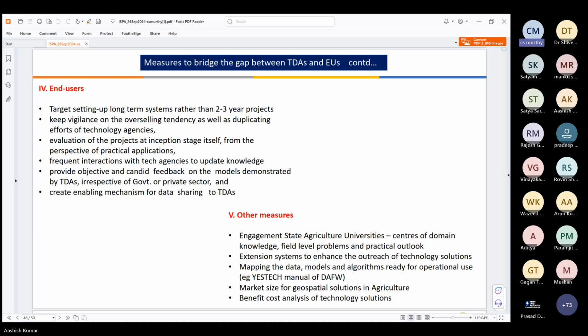Another important factor I have observed during my experience is feedback on the demonstrated models. For example, a government agency has developed some solution and brought it to the ministry for implementation. The ministry is unable to provide candid feedback to the government agency, because one government department doesn't want to criticize another government department. So in the process, the department which has developed the solution is under the impression that their solution is perfect.